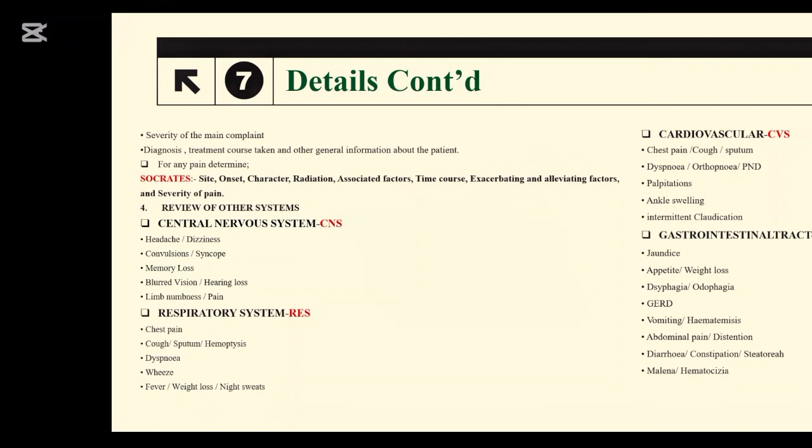And then you ask about radiation. Does the pain radiate anywhere? For example, in pancreatitis, the pain radiates to where? The back. In myocardial infarction, pain radiates to the jaw, the left shoulder and the left arm. So you need to know all those factors. What are the associated factors? For example, in myocardial infarction, the patient is going to have chest pain while they also start having excessive sweating, which you call diaphoresis.